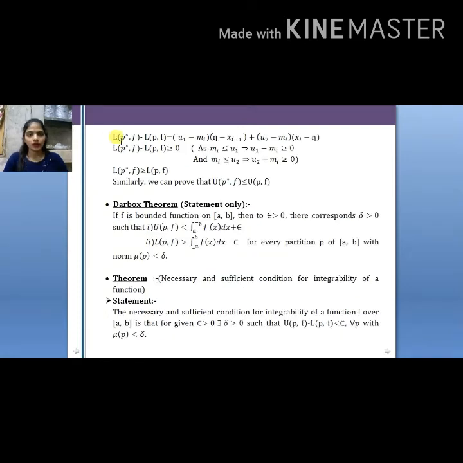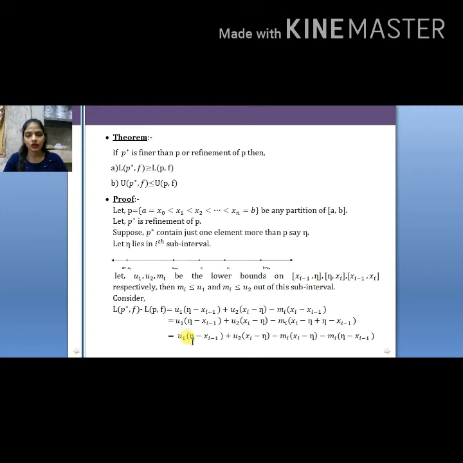Now, therefore, LP star f minus LPF is equal to, in the first bracket, (u1 minus small mi) into the second bracket (eta minus x_{i-1}), plus (u2 minus small mi) into (x_i minus eta). From these two terms, that is u1 into (eta minus x_{i-1}) minus small mi into (eta minus x_{i-1}), this term (eta minus x_{i-1}) is common in the bracket, and here also eta minus x_{i-1}. This term is common.